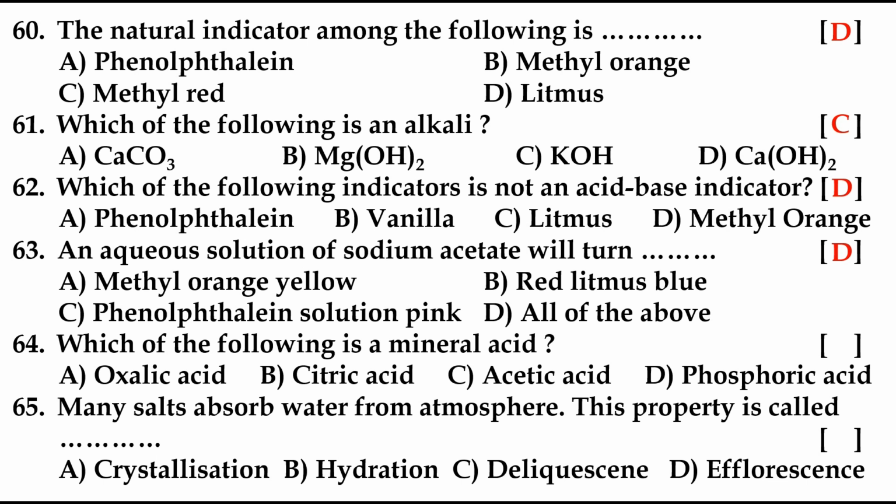64. Which of the following is a mineral acid? A. Oxalic acid. B. Citric acid. C. Acetic acid. D. Phosphoric acid. Answer is D. Phosphoric acid.